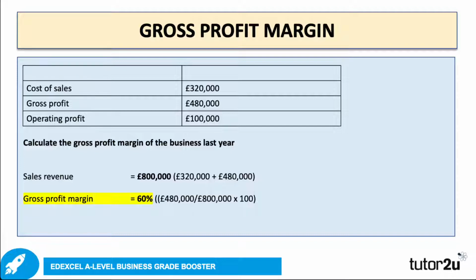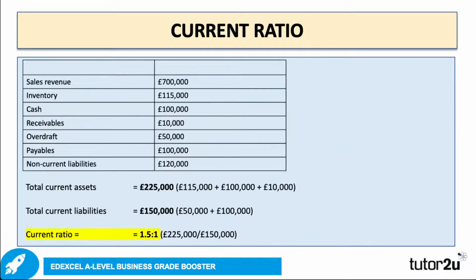Can we just go back to that current ratio? So the formula for the current ratio is current assets divided by current liabilities. Now here you weren't given total current assets, you had to add them up. So the inventory, the cash and the receivables, that's our current assets. All those added together is 225,000. The current liabilities, that's our overdraft and our payables, that's 150,000. So the 225,000 divided by the 150,000 gives us a current ratio of 1.5 to 1, which tells us that for every £1 of current liabilities, the business has £1.50 of current assets.